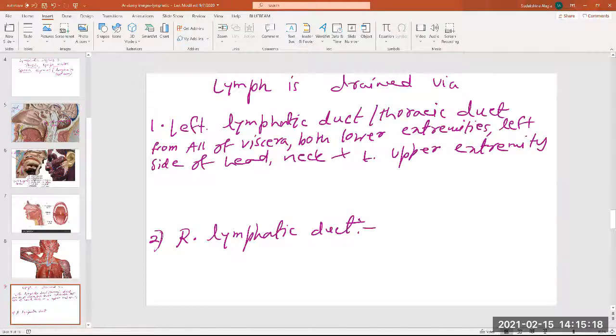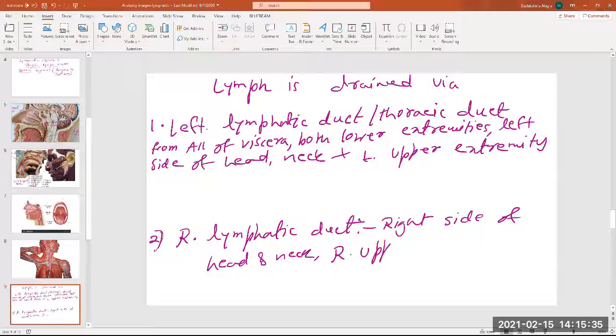Right lymphatic duct is much smaller. It's draining from right side, head and neck, right upper extremity, plus right side of chest.